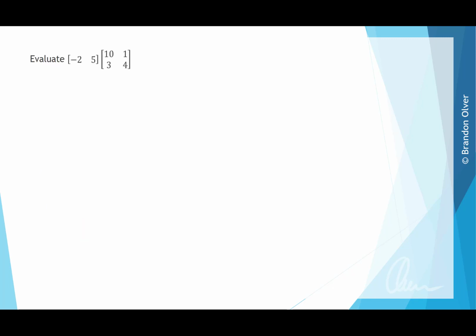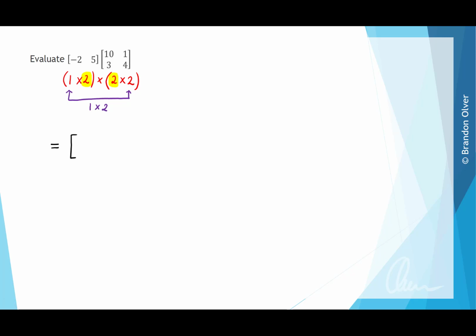For our first example, we want to evaluate the matrix [-2, 5] multiplied by the matrix [10, 1; 3, 4]. Before we go too far, we want to check that the matrix multiplication is defined. The order of the first matrix is 1 row by 2 columns, and the second one is a square matrix, 2 rows by 2 columns. Once again, the number of columns of the first is equal to the number of rows of the second. So the matrix multiplication is defined, and we know that the resultant matrix should be of order 1 times 2.